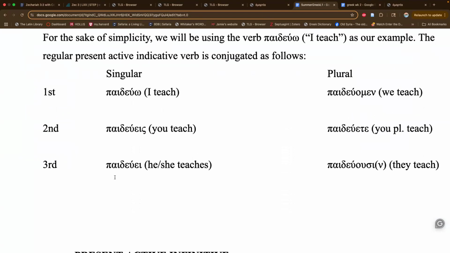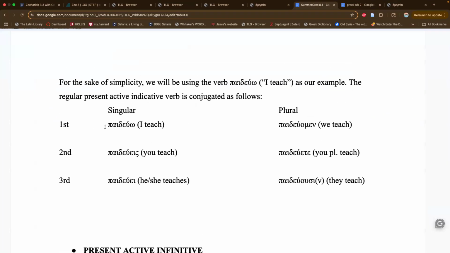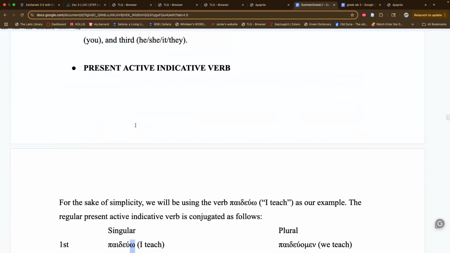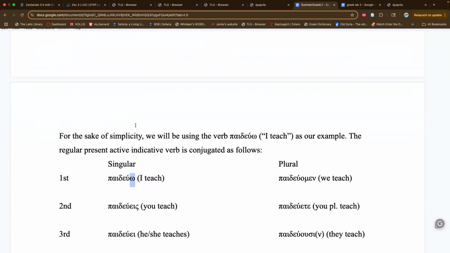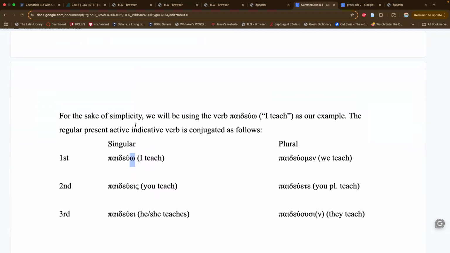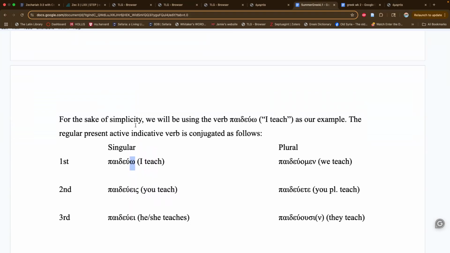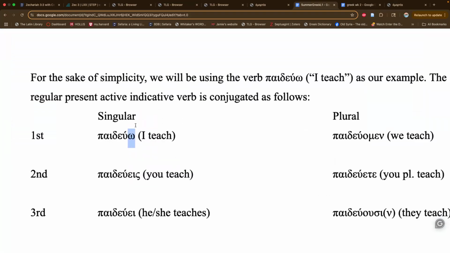So something to note is that if we go to the first singular, which is listed here, I teach, if we chop off the O, that's what's going to give us the root of the verb that we're going to attach all the endings to. This is for what's called the present active indicative. So this is just I blank. I do, I walk, I teach. It's just something that's happening in the present, and it's just an assertion.